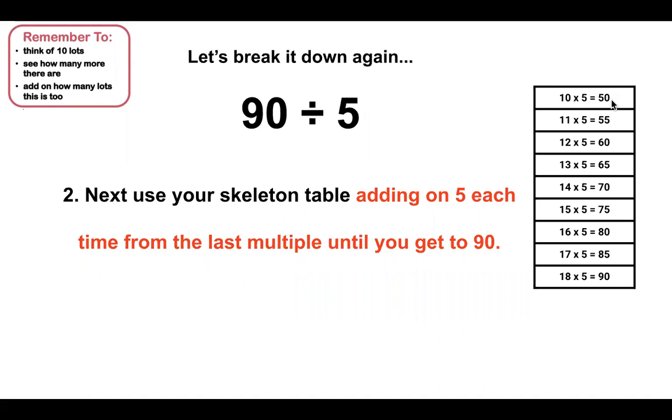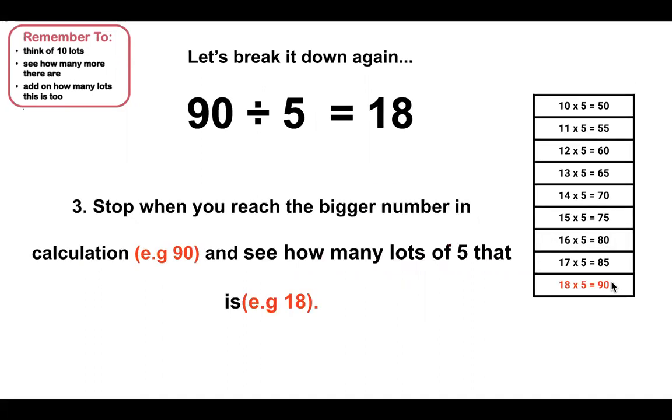So starting at my 10 lots of 5, which equal 50, I'm going to add on 5 each time until I get to 90. So 50, 55, 60, 65, 70, 75, 80, 85, 90. I'm stopping at 90 because that is the bigger number in my calculation, and that will show me how many lots of 5 there are. So in the skeleton table, it shows me there are 18 lots of 5 that equal 90. That would then make my answer 18.